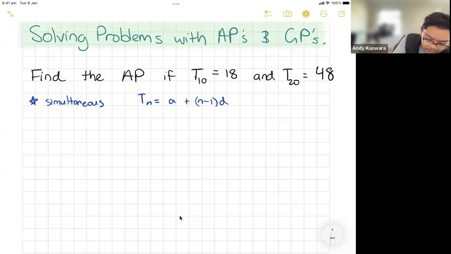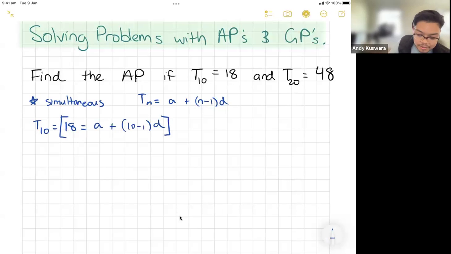Okay, so if I'm talking about T10, I know my T10 is 18, but I know that that's given by some sort of a plus n minus 1 times d. So almost that there, that becomes my first equation. Okay, and I also know T20 equals 48, but that can be written as a plus n minus 1, which is going to be 20 minus 1 times d.